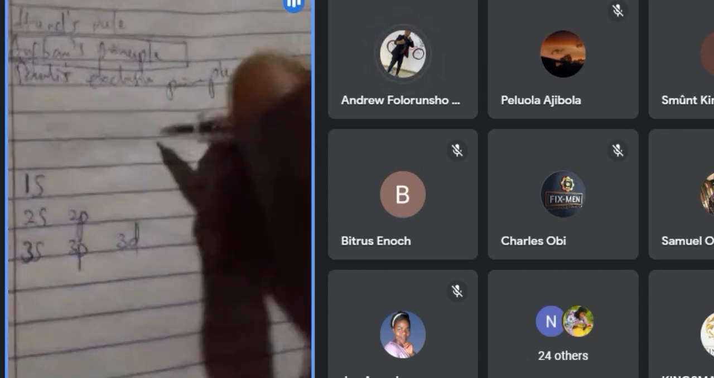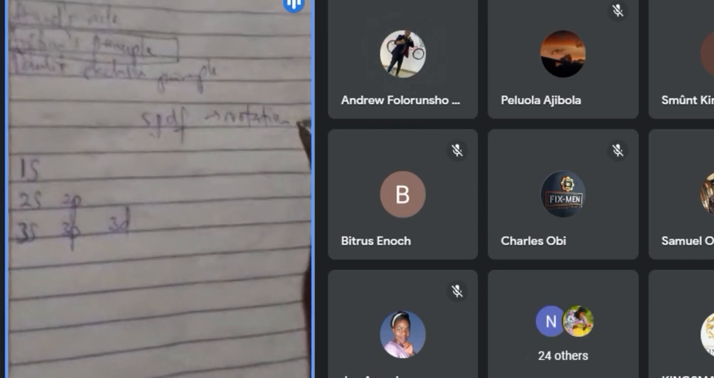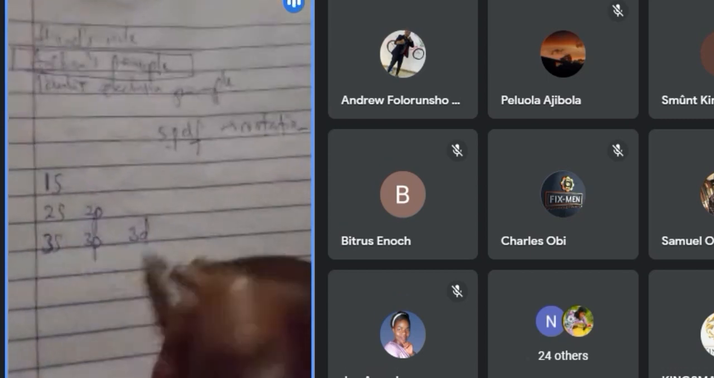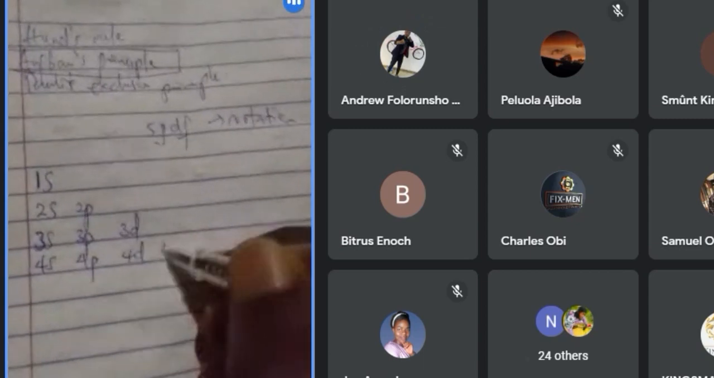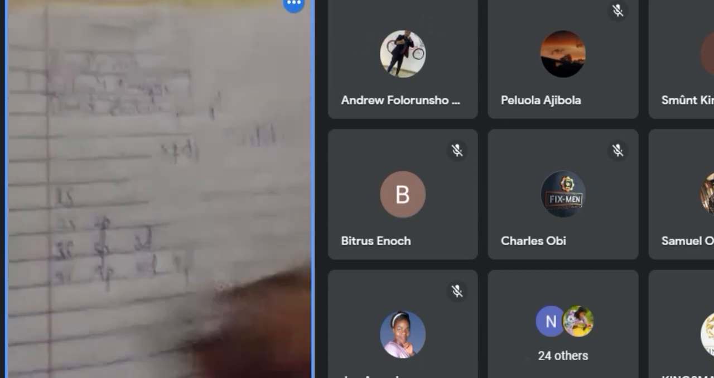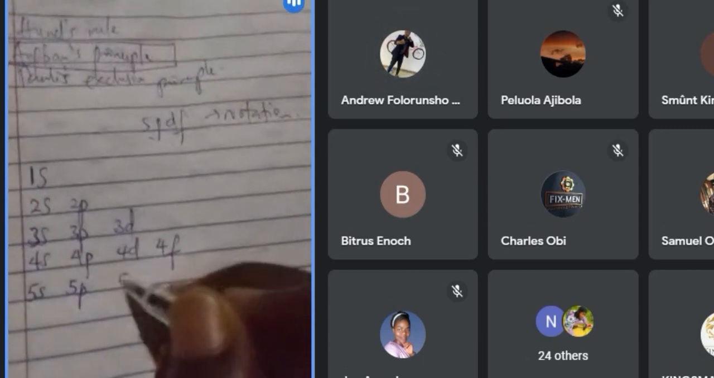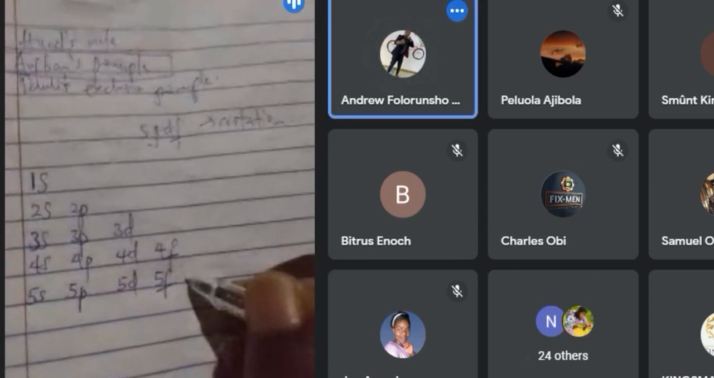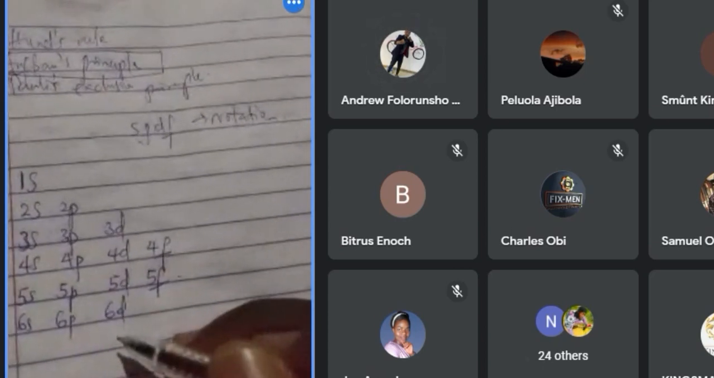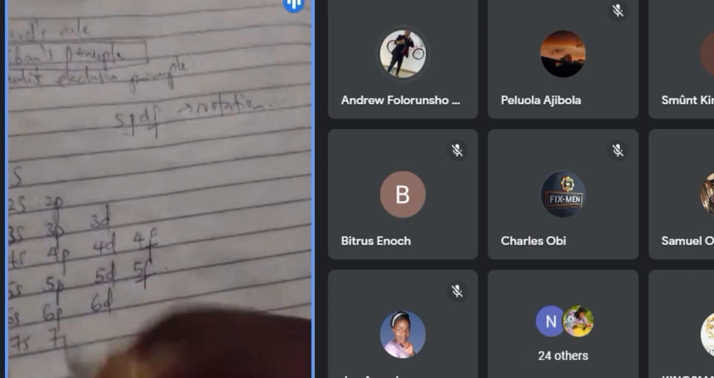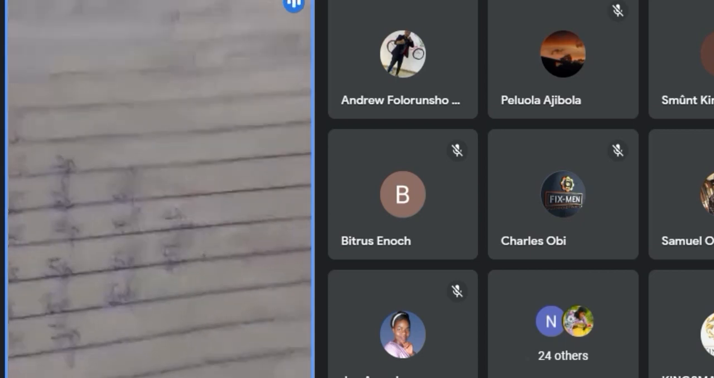So we call it the SPDF notation. These are the energy levels. After 3d, we go to 4s, 4p, 4d, 4f. After 4f, we come here: 5s, 5p, 5d, 5f. After 5f, you come here: 6s, 6p, 6d. After 6d, you come here: 7s, 7p. And all of them like this cover all the elements in the periodic table.